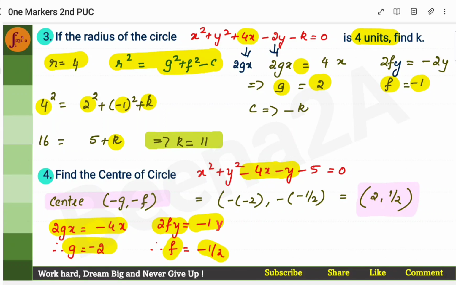From here you'll get the g value. Now, you will have to take the negative of g. This is just g, so you have to take minus g. So g is minus 2, minus of that. F is minus half, minus of that. Minus and minus is plus, minus and minus is plus. So 2, 0.5. This is the center.